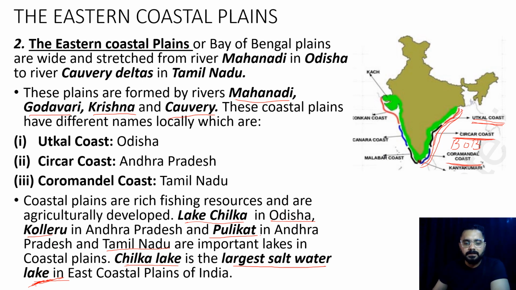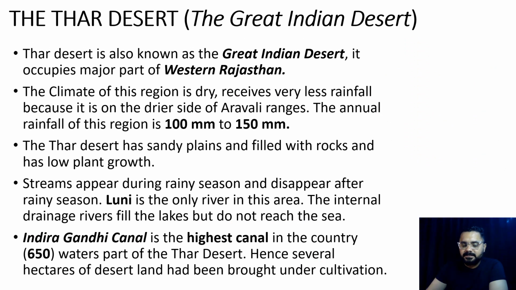Now let us go to the next topic, that is about the Thar Desert. Let us now discuss the next major relief feature of India, that is the Thar Desert. The Thar Desert is also called the Great Indian Desert. So where is this Great Indian Desert? It is in the western part of Rajasthan.